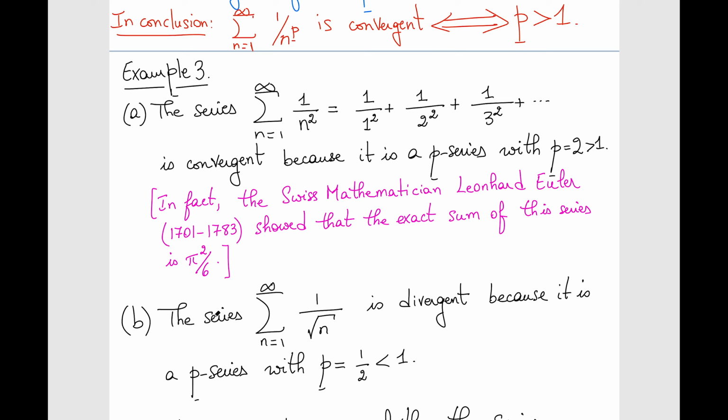Okay. The next one, part B, this series, that's going to be a divergent one because p is half this time, right? Square root of n is n to the power half. So it's divergent because p is smaller than 1 this time, right? Okay.